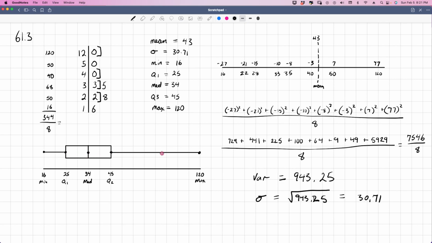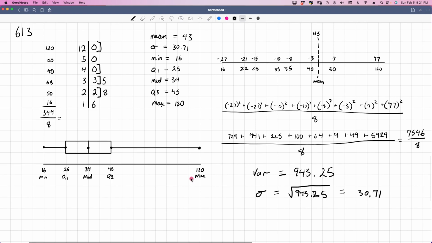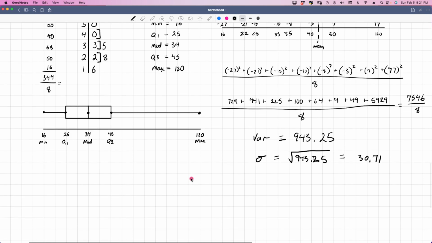So this is what you should have ended up with for your box and whisker plot. Q1 of 25, median of 34, and a Q3 of 45. And then you had your min and your max, which were the numbers you would use to find your range, if that was what we were asking for. So it would have been 120 minus 16 to find a range.